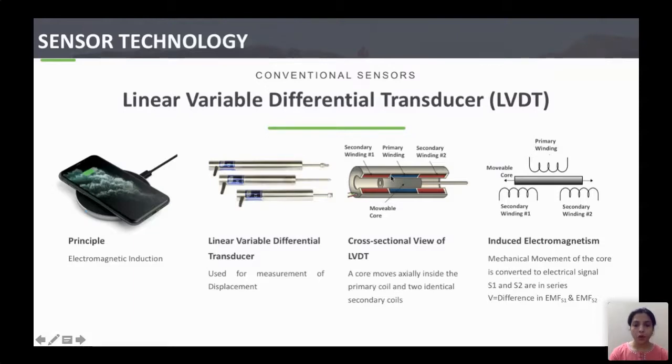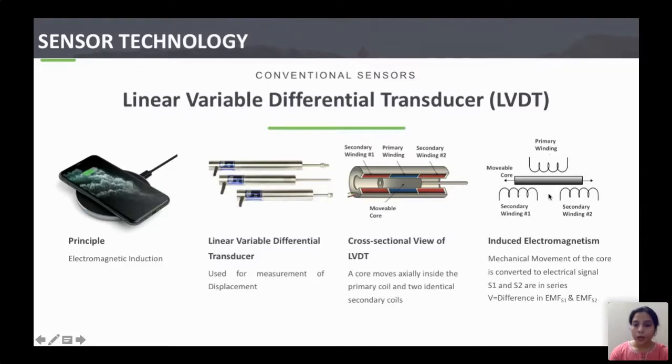Okay, so if you cut the cross section of this sensor, it will look something like this. It has a primary coil. The blue one is the primary coil, and the red ones are the two secondary coils. They are identical. They have an equal number of turns. These coils are wrapped around the movable core. So this probe is actually attached to a core inside it, and it can move in this two-way direction.